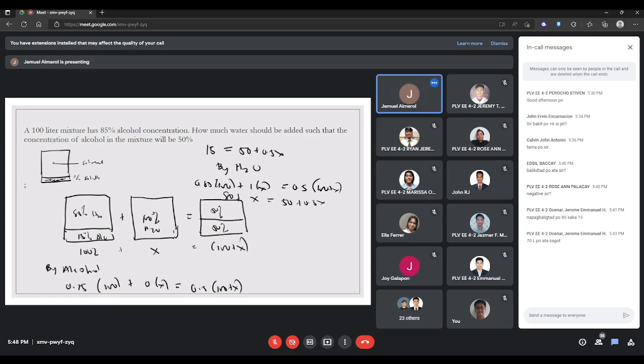May mali ba sa problem? 100 liter mixture sa 85% alcohol. How much water should be added such concentration? The mixture will be reversed. Ano nakuha itong tawag?